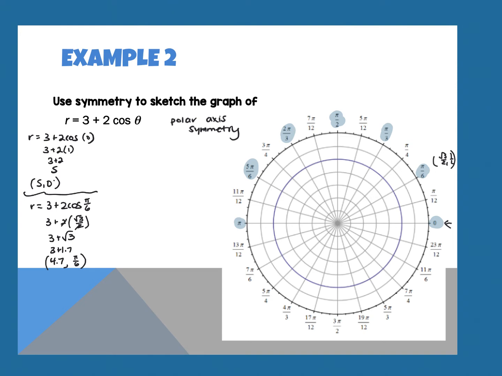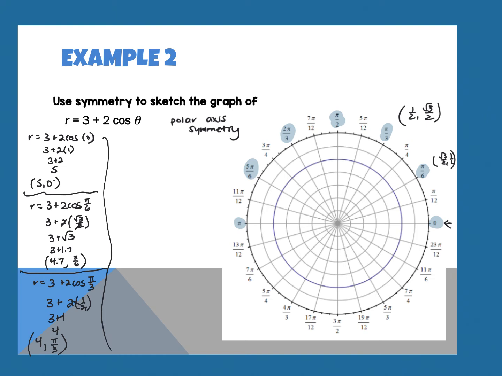Then I plug in pi over 3. r equals 3 plus 2 cosine pi over 3. That coordinate point would be 1/2 and root 3 over 2. Cosine there is 1/2. 3 plus 1 is 4. So 4 and pi over 3. You with me so far? Yeah. Okay, now I'm going to go to pi over 2.